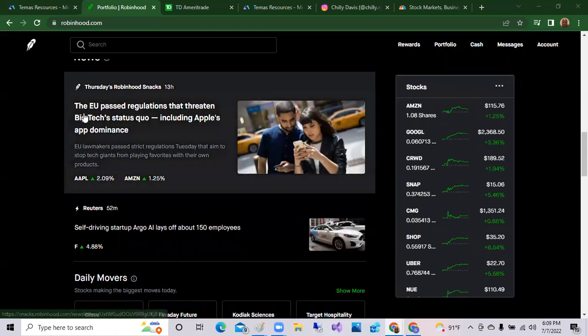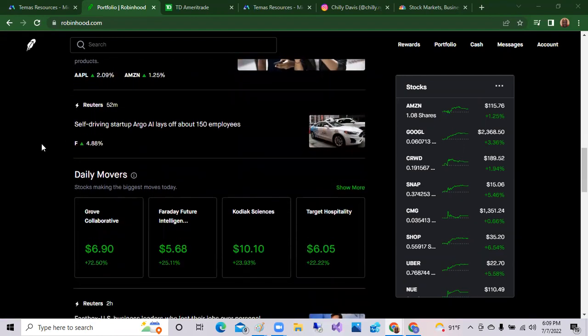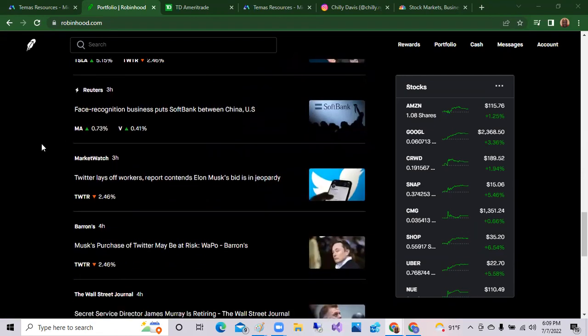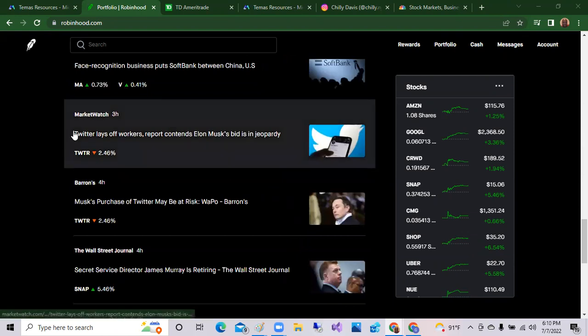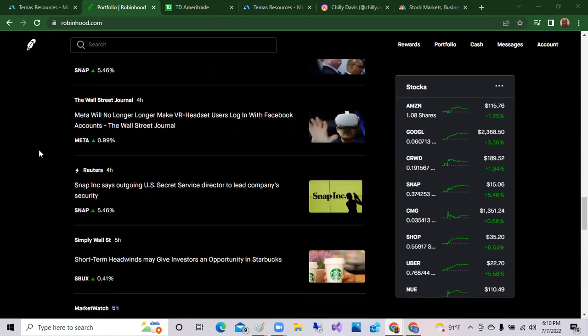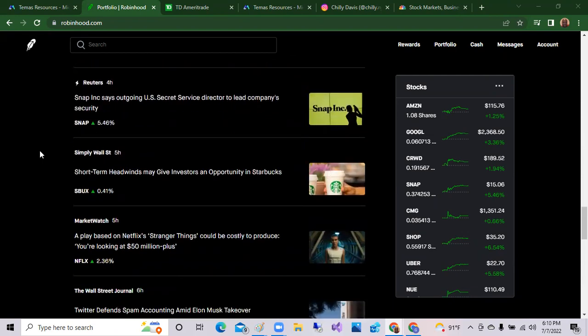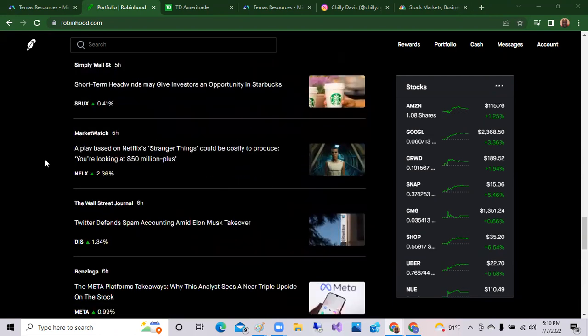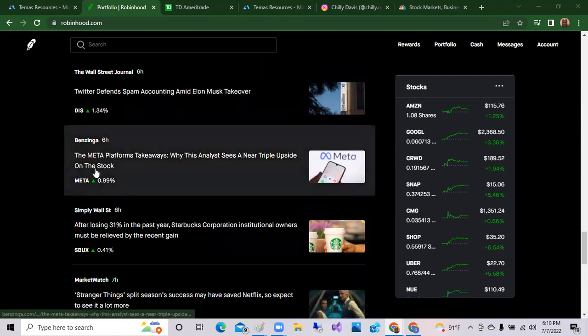Okay, some big news. EU passed regulations that may threaten big tech such as Apple. Also here, MarketWatch: Twitter layoffs report contends Musk's bid is in jeopardy. Okay, the Meta platform takeaways: why this analyst sees a near triple upside to Meta or Facebook stock. On the day, it was up 0.99%, just about 1%.